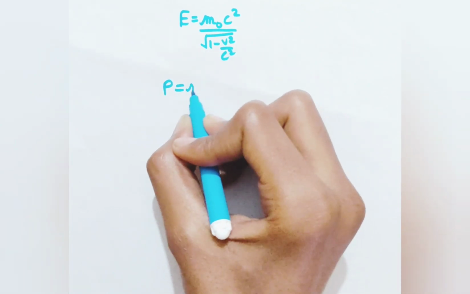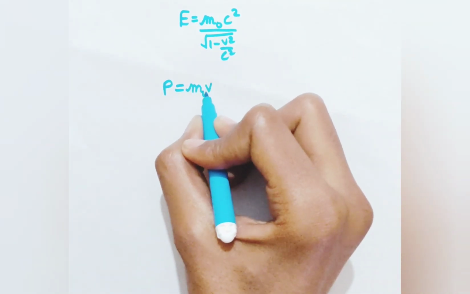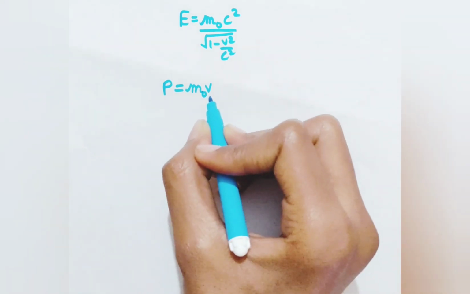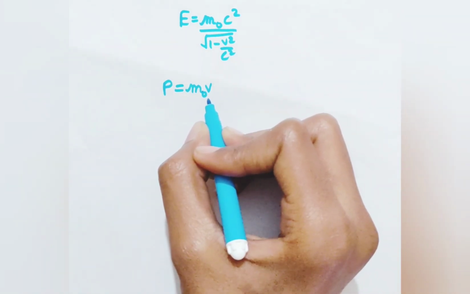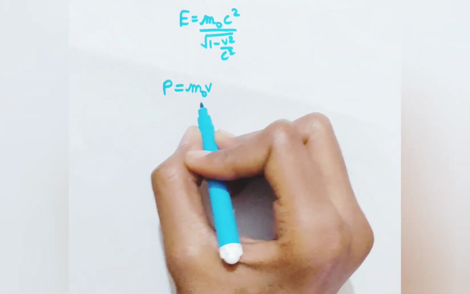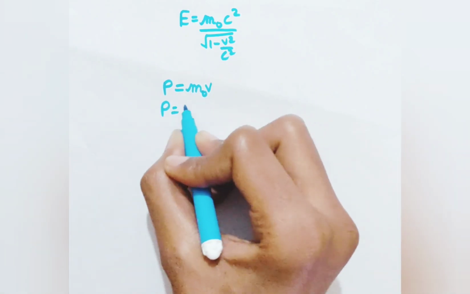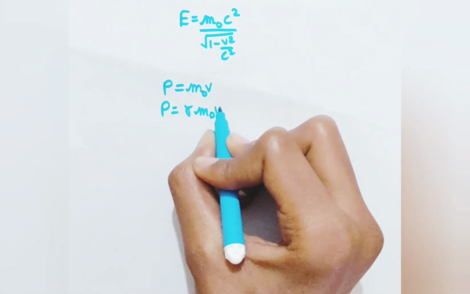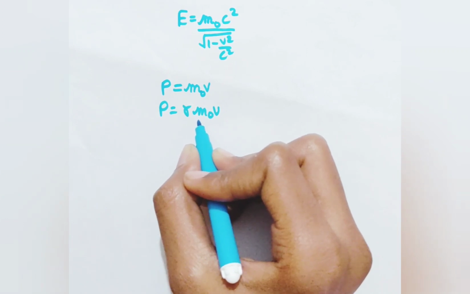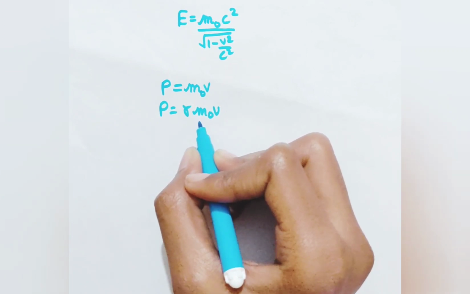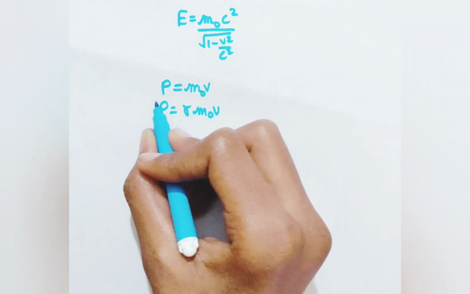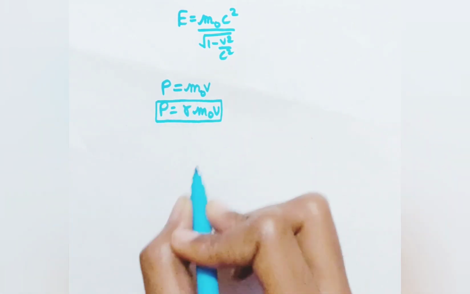Momentum is mass times velocity, the rest mass of an object multiplied by its velocity. But in special relativity, we take momentum as gamma times m naught v, and this equation is known as the relativistic momentum equation. And first, we shall derive this particular equation.